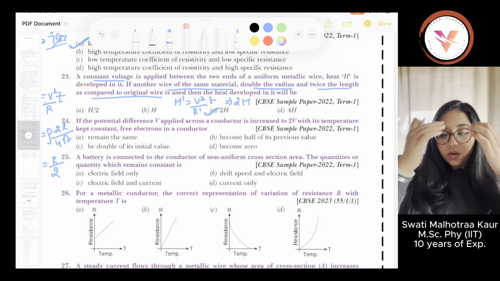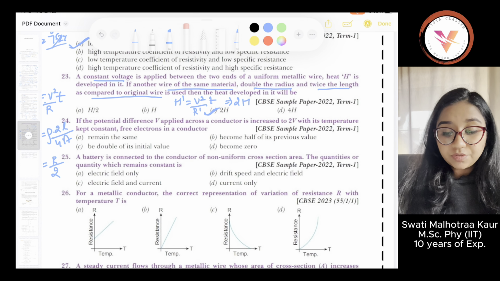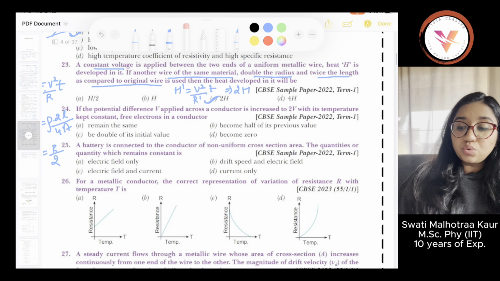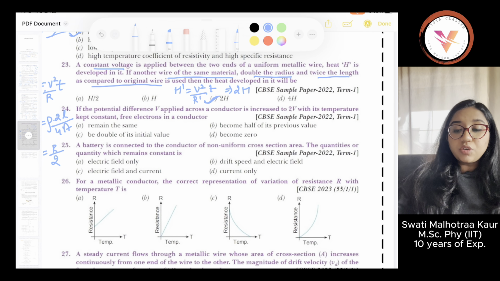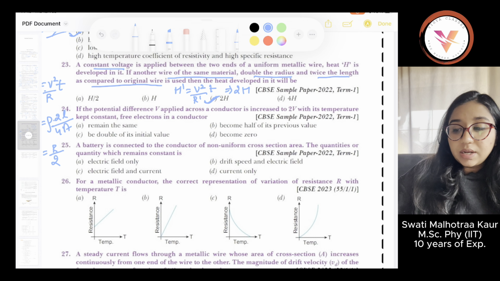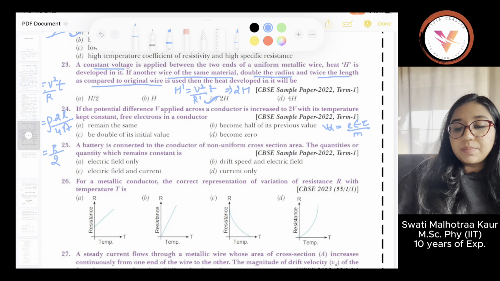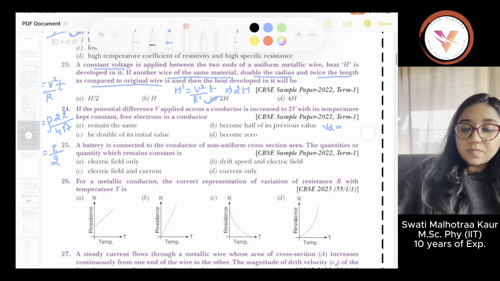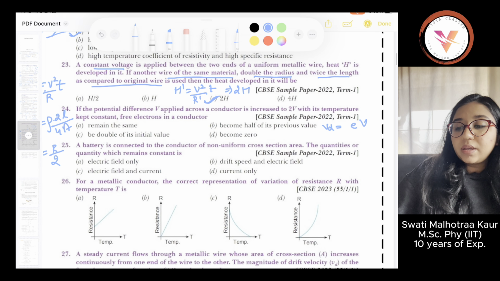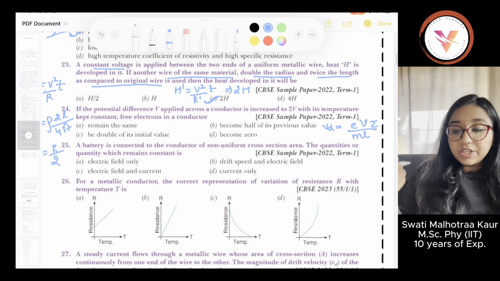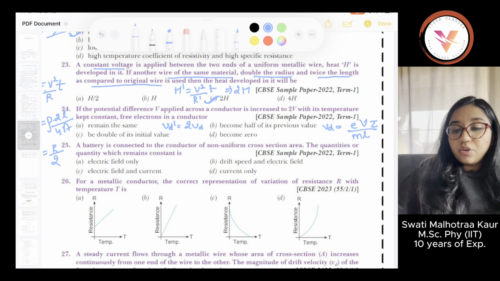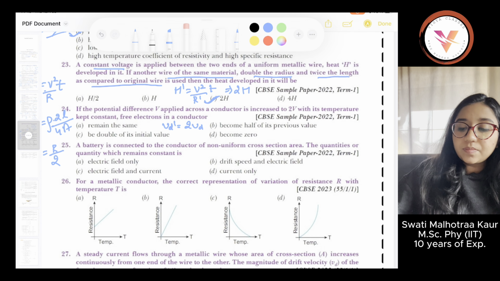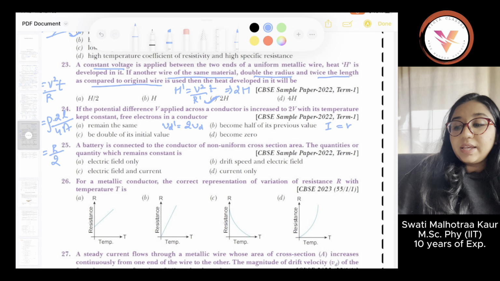Next. Okay, so in the next question, if the potential difference V applied across a conductor is increased to 2V and the temperature remains constant, the free electrons in a conductor... So now the voltage is increased, then let's take Vd, which is eEτ by m, and that E can be written as V by L. So you can write it as eVτ by mL. Now if voltage is doubled, then Vd is also doubled. So new Vd dash is equal to twice of Vd. Now Vd also has one relation: I is equal to n e A Vd.